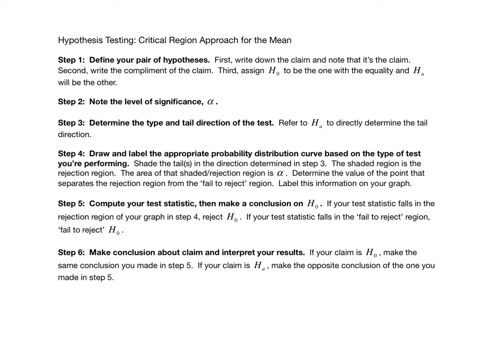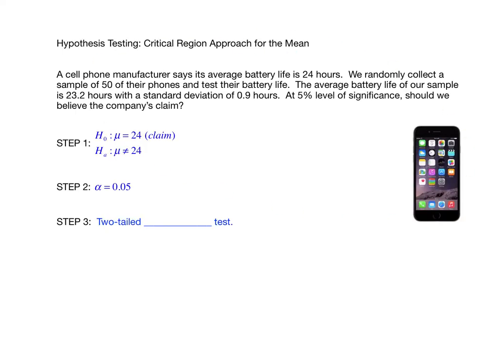Let's now look at an example that we originally started in the introduction to hypothesis testing videos, and now we'll be able to finish it using the critical region approach, hypothesis testing on the mean. Now return to this example. A cell phone manufacturer says its average battery life is 24 hours. We randomly collect a sample of 50 of their phones and test their battery life. The average battery life of our sample is 23.2 hours with a standard deviation of 0.9 hours. At 5% level of significance, should we believe the company's claim?